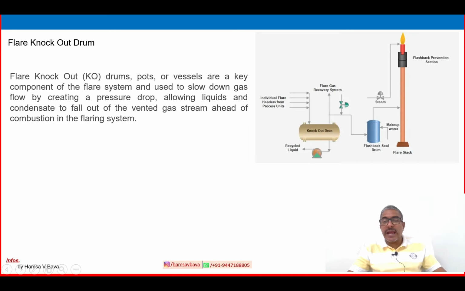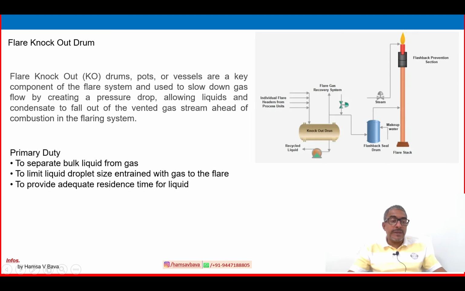So it is entering here, and whatever the liquid and other condensates are settling here, and the maximum dry gas is going to the flare system. So we are preventing the liquid from burning there. Many reasons are there, let us discuss that one by one later. So this is the knockout drum. The function of the knockout drum is to remove maximum liquid from the flare gas. So simply we can say it in this way.